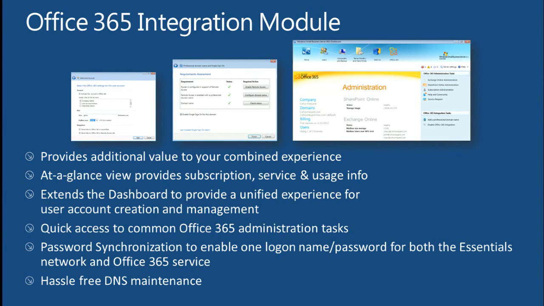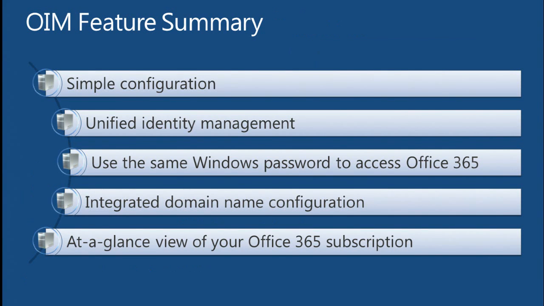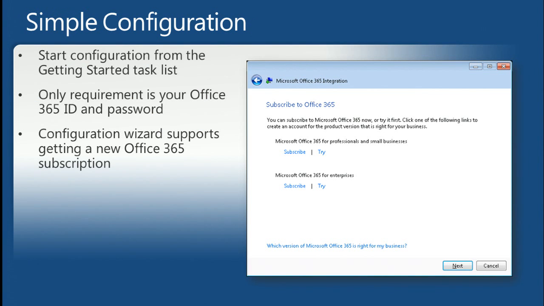So let's take a look at these different areas. Here are the main feature sections that we'll look at. The first one is simple configuration. It's actually quite easy to get up and running with Office 365 after you install the module, or after you install Update Rollup 2, which has been out for a while, so that would be the way that you would want to do it today.